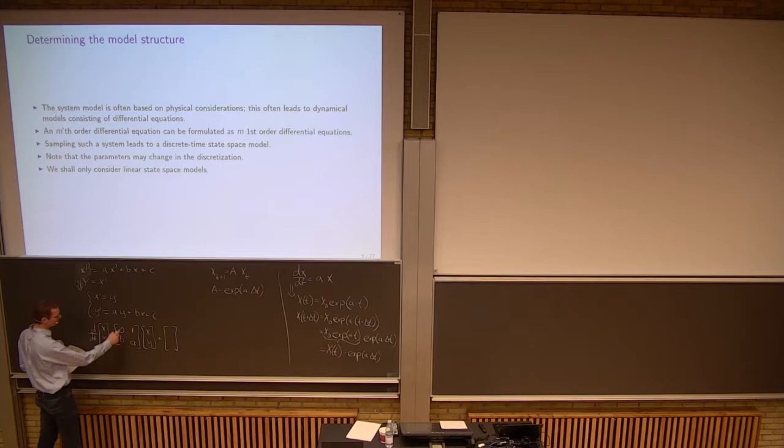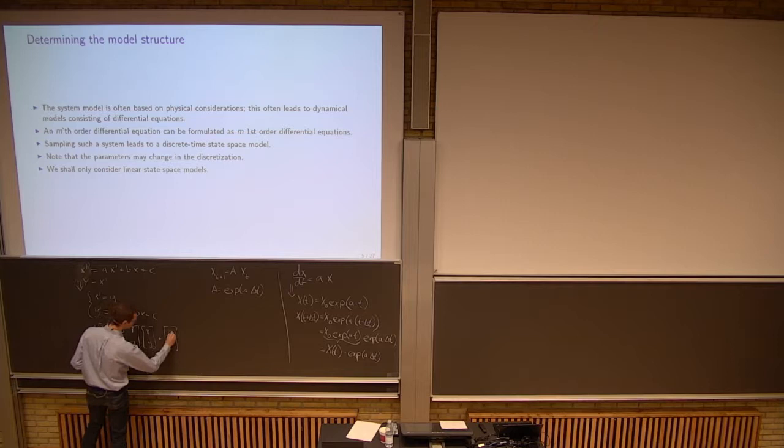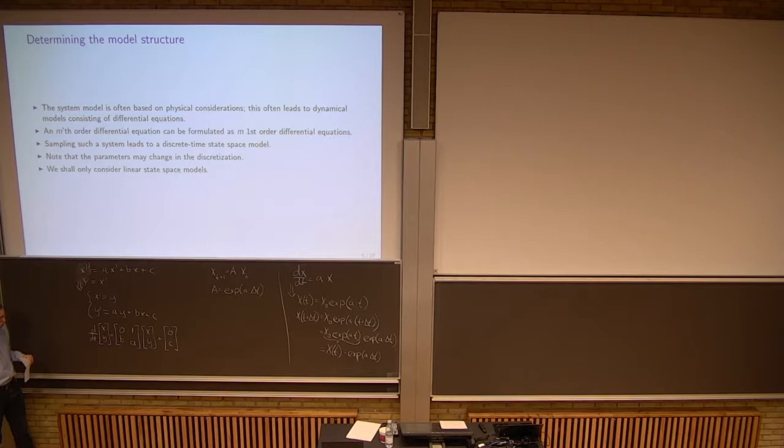And then for the constants, there are no constants for the x prime, but we have a constant for the y prime, so there's a 0 here and a c down there. So that's a general rewriting of a second order differential equation with constant coefficients as a first order differential equation of dimension 2. And you can do that for any order.